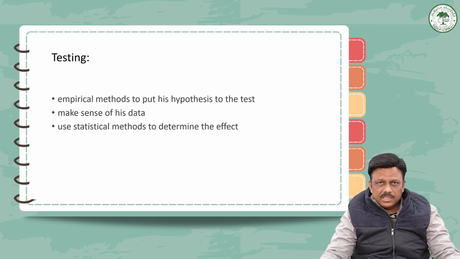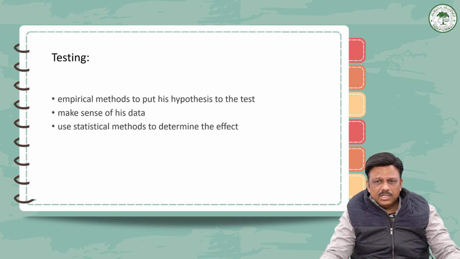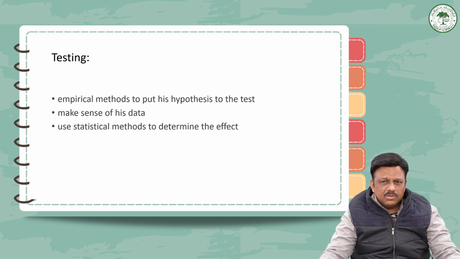Then another is testing. Now, in this phase the researcher returns to the empirical method to put his hypothesis to the test. The researcher now needs to make sense of his data, and hence needs to use a statistical method to determine the temperature and bloom color relationship. Now, the researcher finds out that most flowers bloom a different color when exposed to a certain temperature and others do not. When the temperature is different, he has found support for his hypothesis.